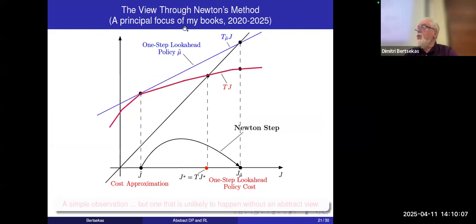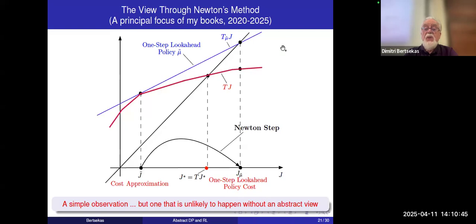This is a principal focus of my books and also my course. It's a very simple idea, but I want to make the point that without abstract dynamic programming, without an abstract view, it's unlikely to see this. For me, it took maybe 40 years. If you play around with this and have a mental framework that's based on abstraction, then you can see things like that. Otherwise, they're invisible, in my opinion.